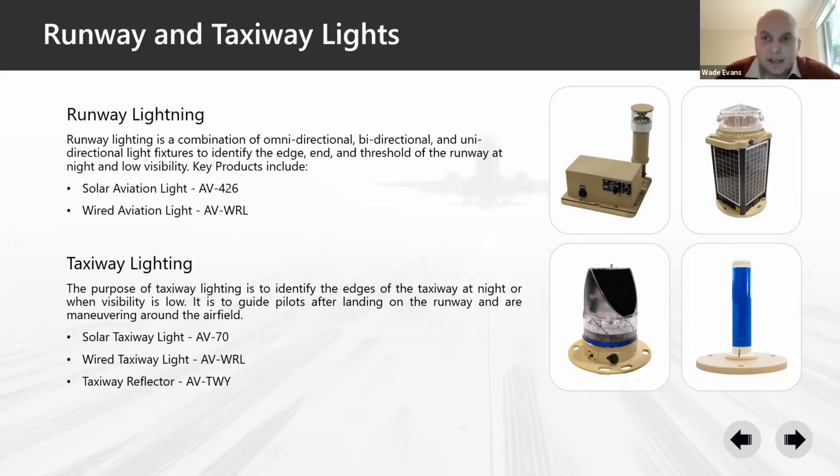The solar taxiway light, the AV-70, which is in the bottom left-hand corner, is our solar self-contained taxiway light, and has the same interfaces and compatibilities as the AV-426 in the top right-hand corner. This means that it meets the taxiway applications, but is compatible with AC long lines and AC charging, as well as RF and PLC communication. The AV-WRL, which I mentioned before, does come in a taxiway configuration, meaning it can meet the taxiway requirements in the same form factor and same interfaces as I mentioned previously. And then rounding out the taxiway lighting requirements, we have taxiway reflectors, which provide that reflective surface for taxiway identification.